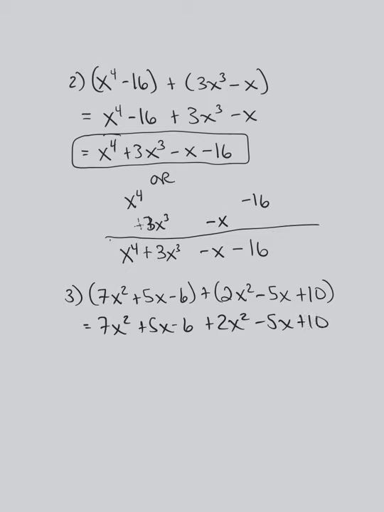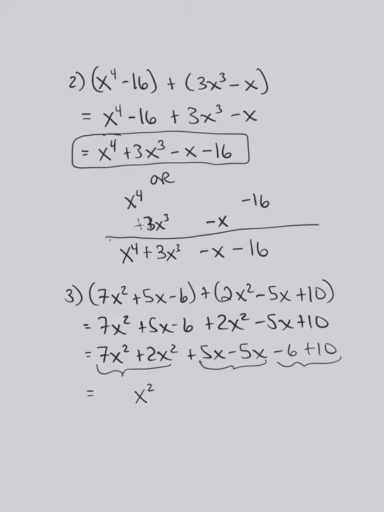The way I do this is I group together my like terms. There's a 7x squared and there's a 2x squared. There's a plus 5x and a minus 5x. And then there's a minus 6 and a plus 10. So these all have like terms. And remember, if you're collecting like terms, the variable part stays the same, and all you do is add or subtract the coefficients. So 7 plus 2 is 9.